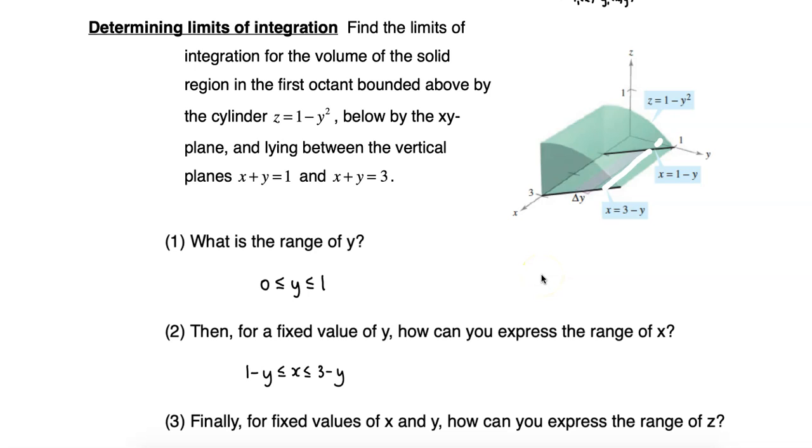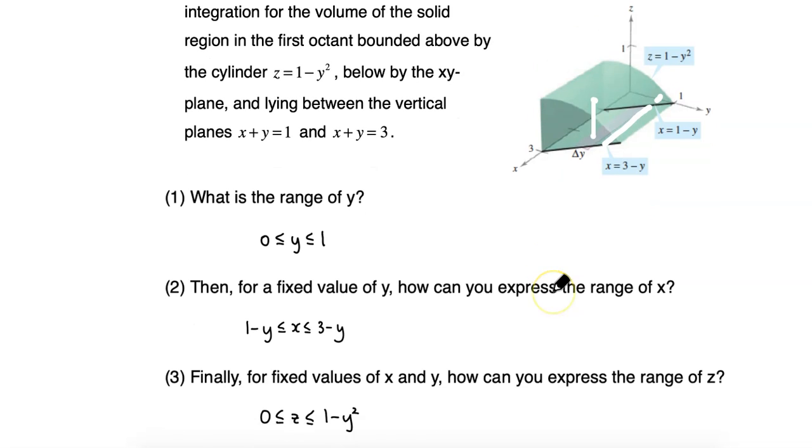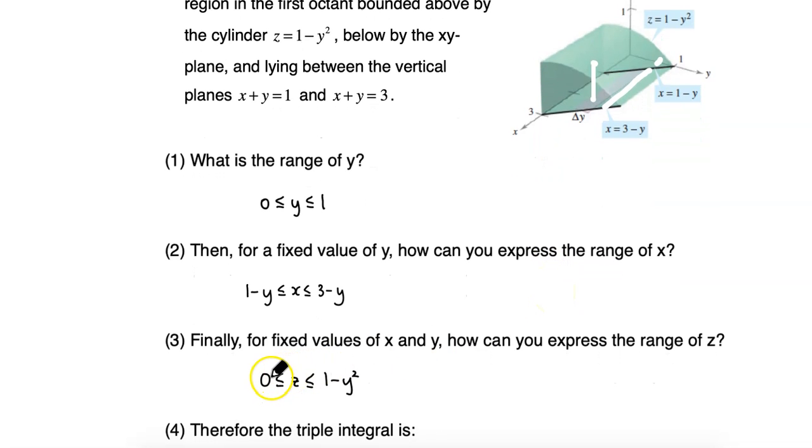And finally, for a fixed value of x and y, let's choose this point in the xy plane. What does z range from? Z goes from 0 to the roof here of this shape, which is 1 minus y squared. So this is why z goes from 0 to 1 minus y squared. Notice that this could also have some x's in it. In this particular example it doesn't, but it could.